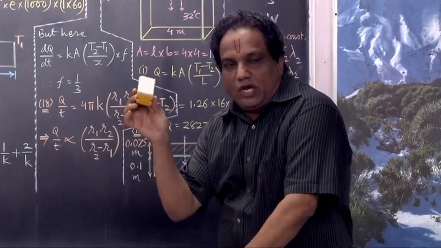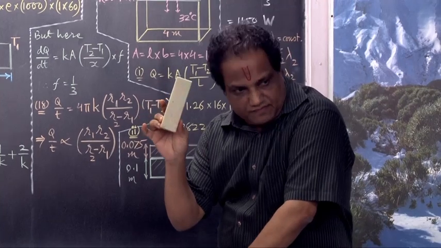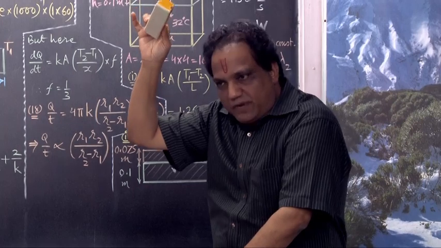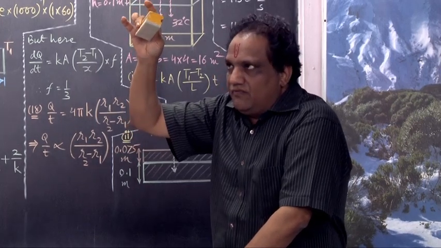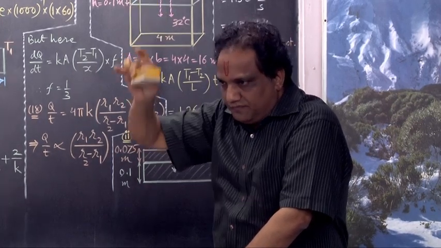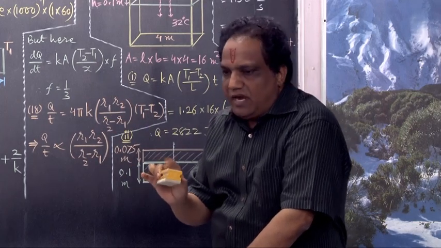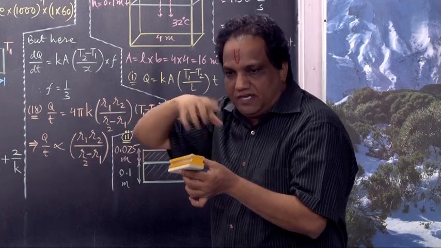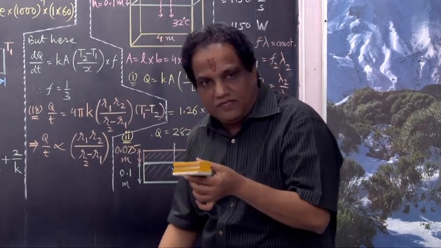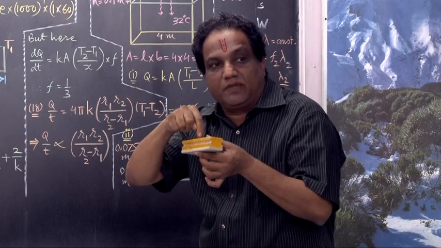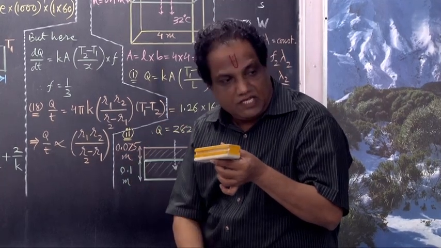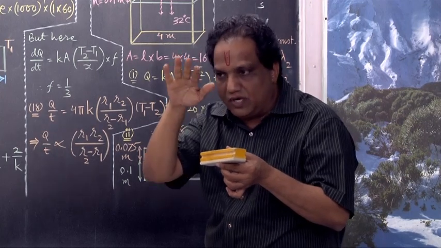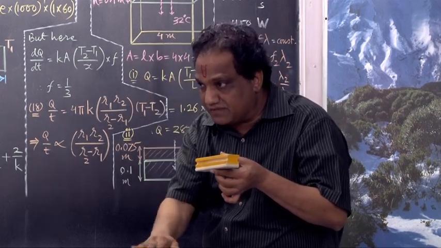Suppose this is a solid piece of glass which is first heated to a high temperature and then we just allow it to cool down. How will you allow it to cool down? You have to keep it in a surrounding whose temperature is lower than the temperature of this body. So automatically this body will start losing heat energy. It will cool down. Temperature will decrease.